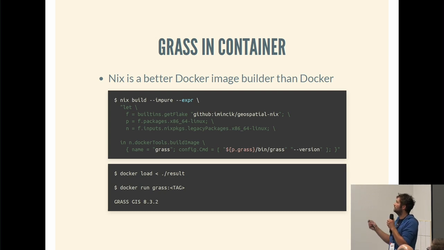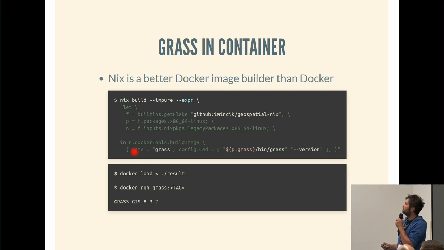Nix can do other things. For example, build container images, and actually it can do it much better than Docker can. So I'll use the same pattern. I grab my repository packages and so on, and use the Docker tools build image function.